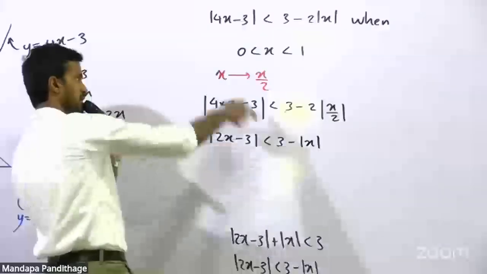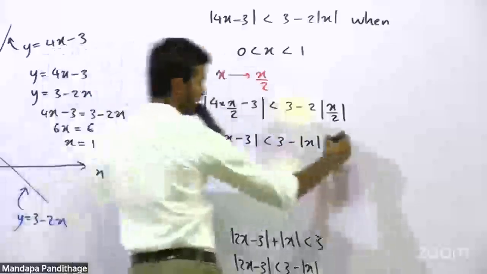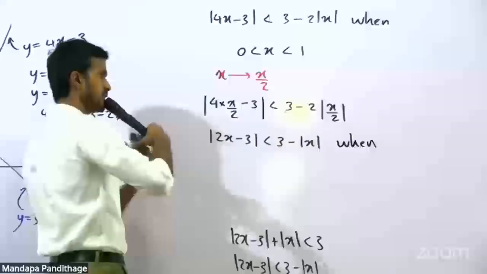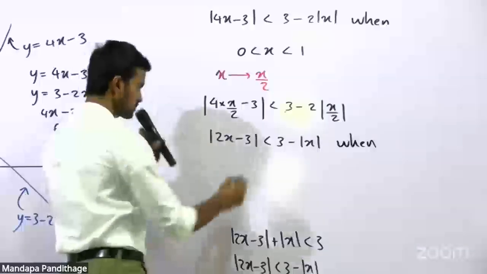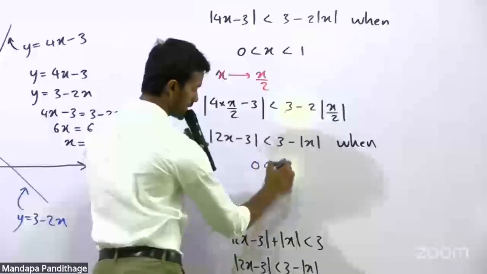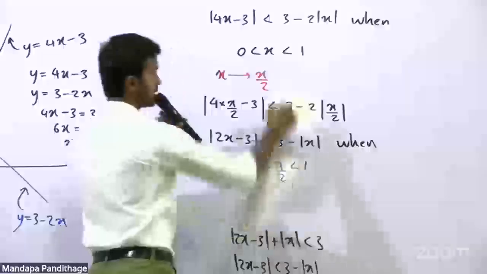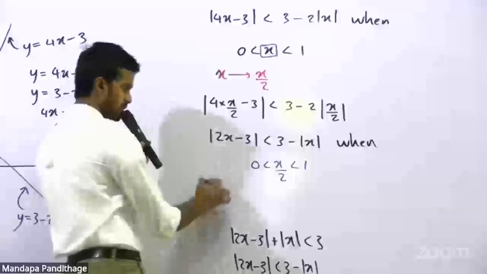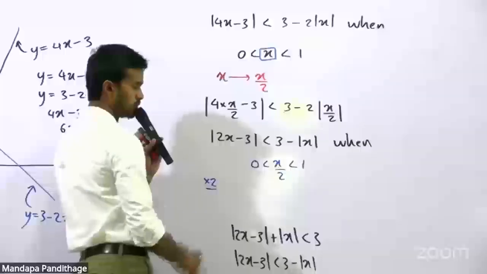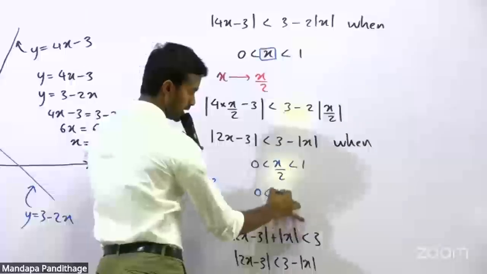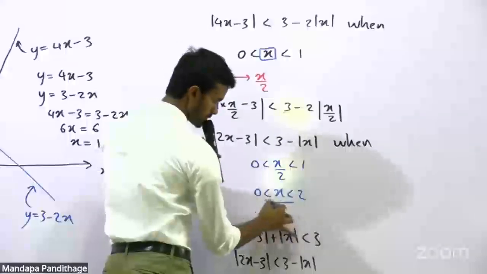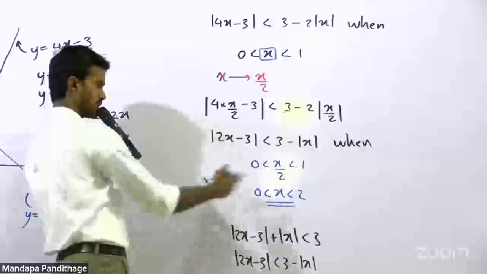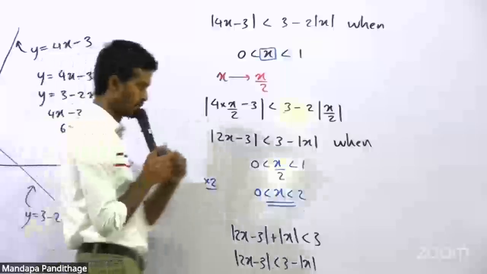So what is the substitute? x should be replaced by x by 2. Make sure you even replace x in the final answer. So x by 2 is greater than 0 but less than 1. Even this x should be replaced, but your final answer should be in terms of x. So multiply either side by 2. 2 into 0 is 0. To get the final answer, multiply each side by 2. So your final answer should be x is greater than 0, less than 2.